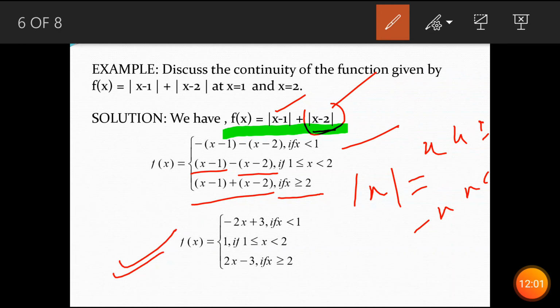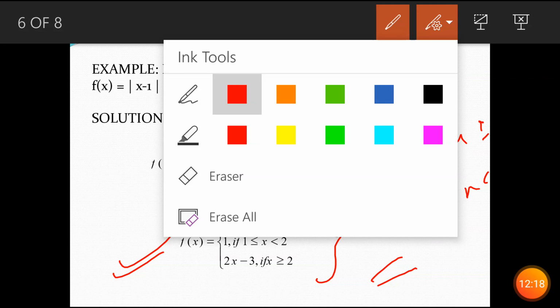Minus 2x plus 3 for x less than 1, 1 if x lies between 1 and 2, and 2x minus 3 for x greater than equal to 2. First of all, you define the function well. Again, keep the copy and pencil in your hand and just do it. After getting this, the question is very ordinary, very easy question.